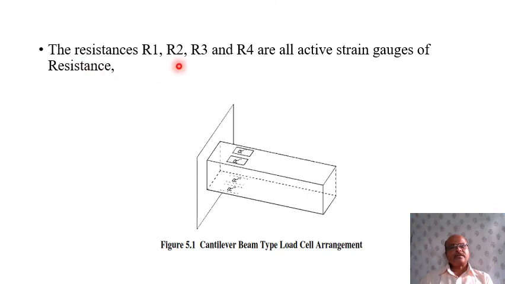So the resistances R1, R2, R3 and R4 are all active strain gauges. So R1, R2, R3, R4. These are the resistances that form the Wheatstone's bridge circuit, and if there is a change in resistance, then there is a change in output voltage. So this is a cantilever beam type load cell arrangement.